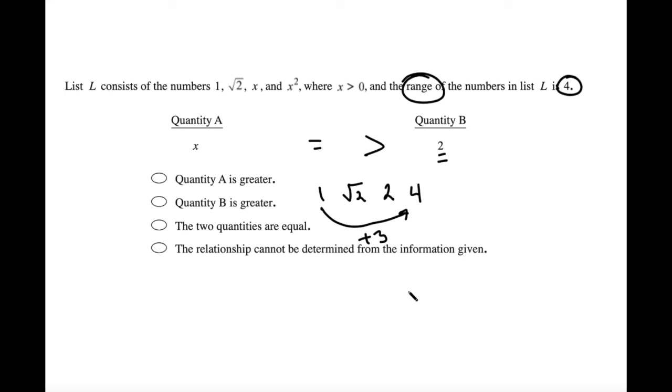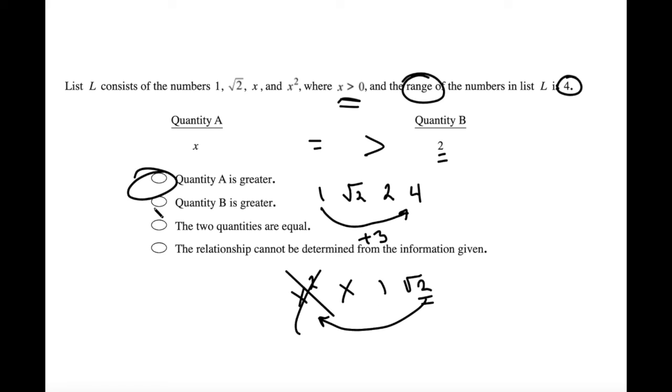Because if x were smaller than 1, we would have 1 and the square root of 2 right here. But if x is smaller than 1 but greater than 0, that means it would be a number like 0.5. So if I square that, then x squared is smaller. So 0.5 and 0.25. But again, this is not possible because square root of 2, being the largest number, would have to be 4 greater than the smallest number. That's a negative, which x squared cannot be. And so because of this, I know that quantity A has to be greater.